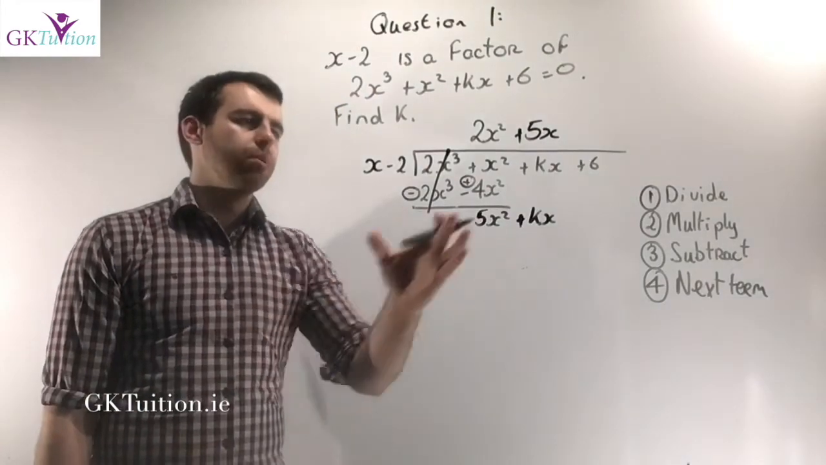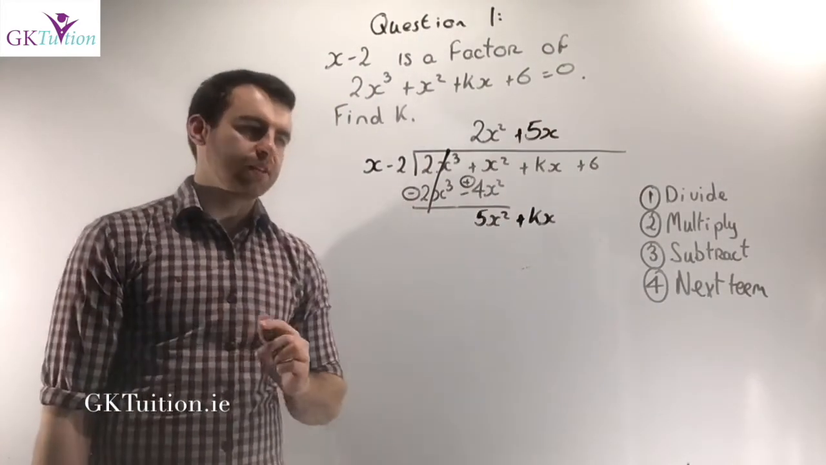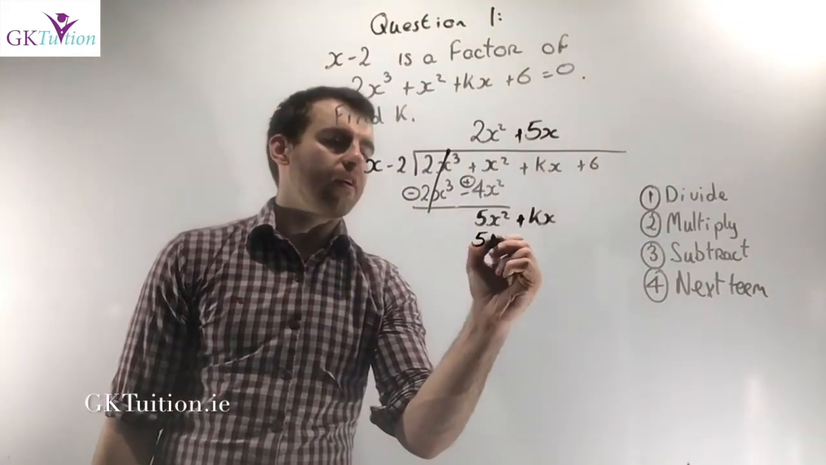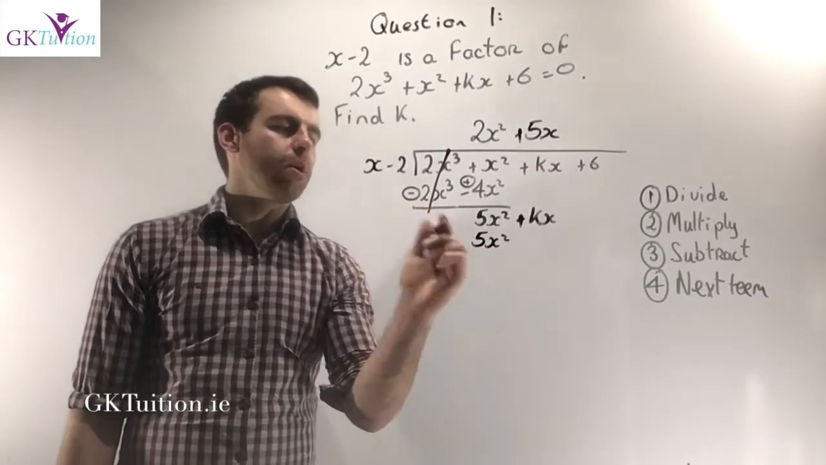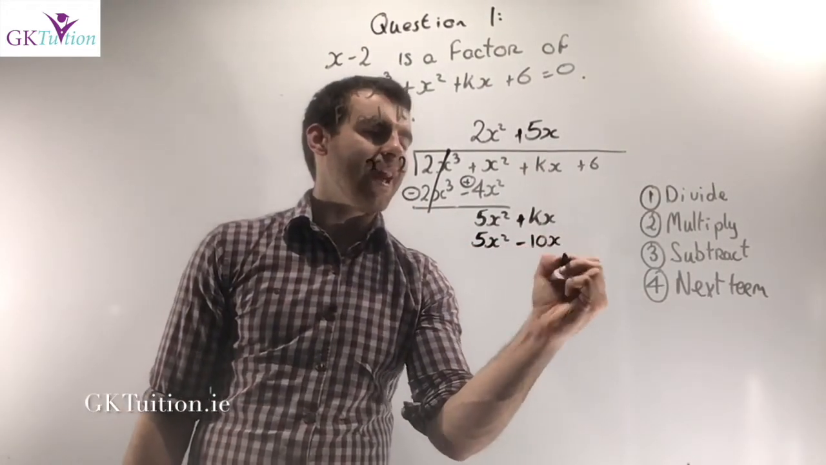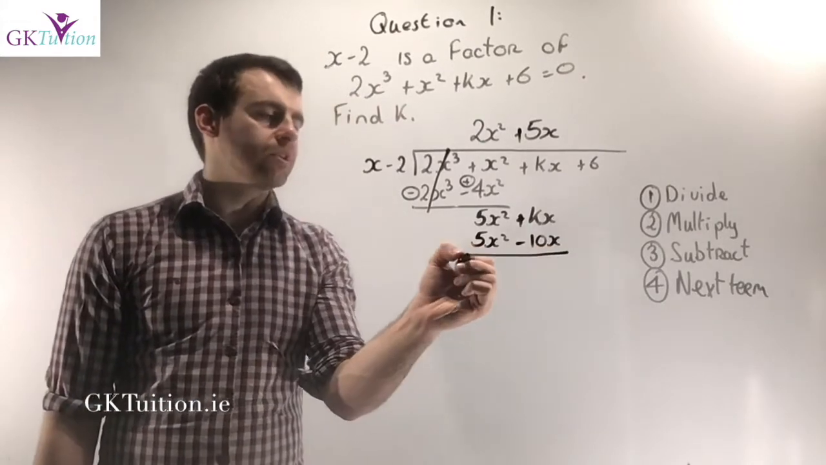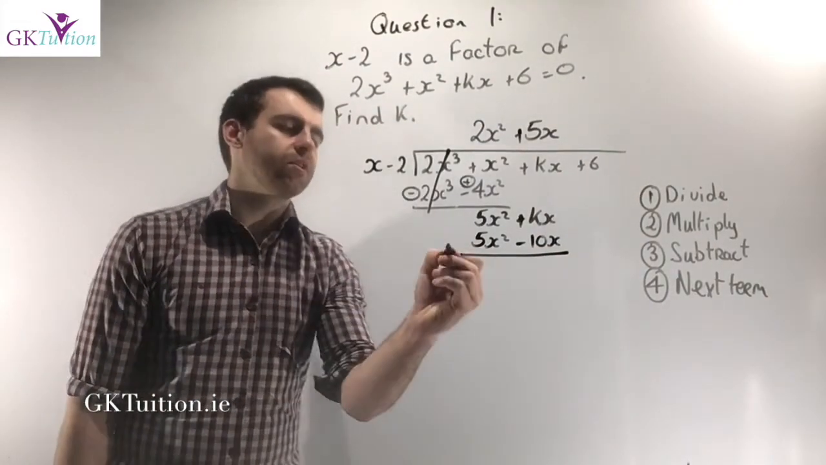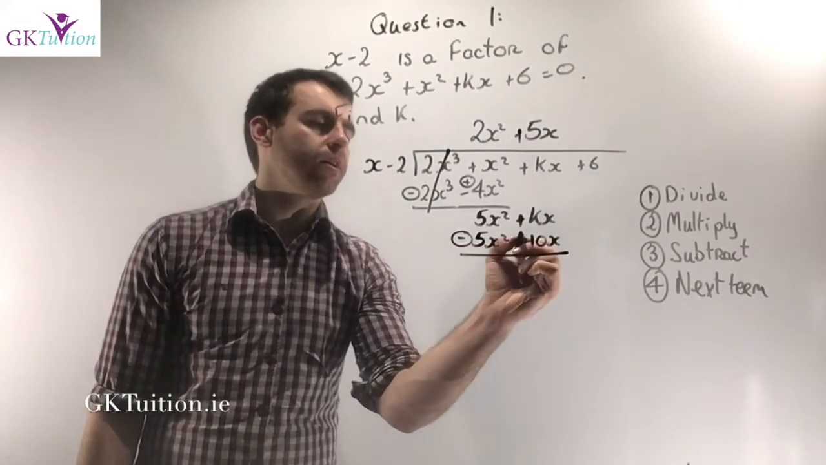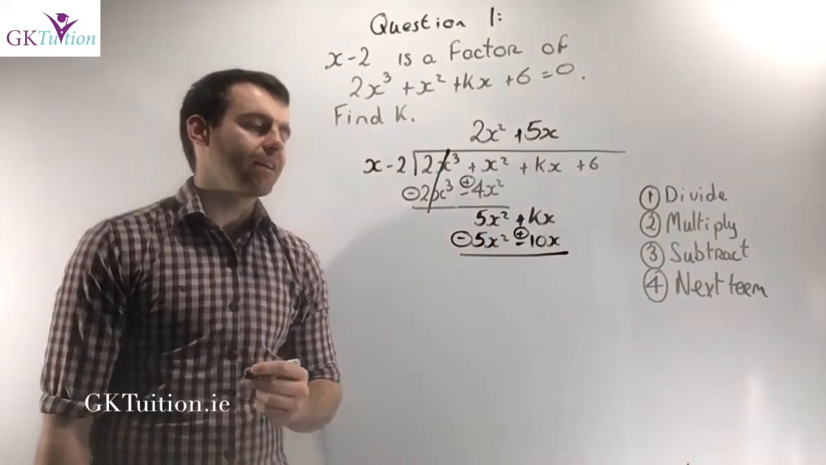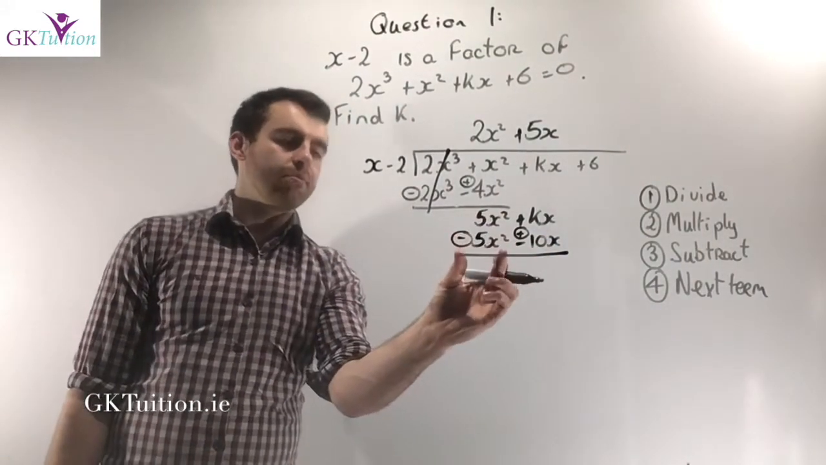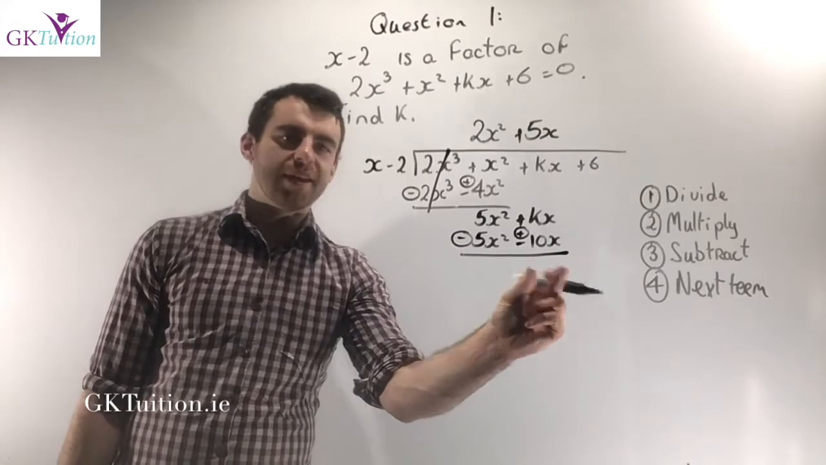I'm then going to multiply 5x by each of these. 5x by x is 5x squared. 5x by minus 2 gives me minus 10x. My third step is to subtract. So this is going to become a minus 5x squared, and this is going to become a plus 10x. Now again, remember, we're just grouping the x squareds together and then the x's together.